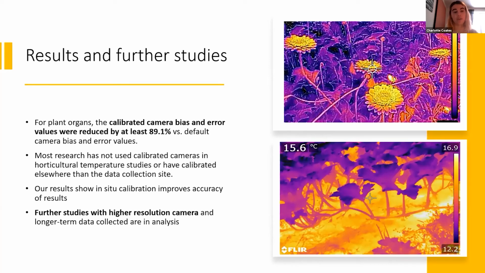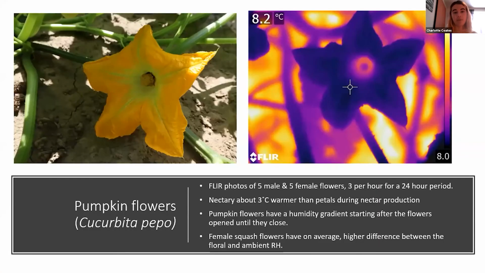For our further studies, we were able to access a higher resolution camera. You can see the difference in resolution between these two images, and we were able to conduct longer term data collection, which is still in analysis. Here are a few more photos to share with you from that, which is from the nectaries of pumpkin flowers. They were about 3 degrees warmer than the surrounding air during the nectar production.